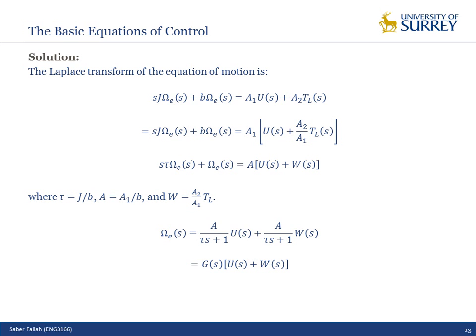So if I define A over (tau s plus 1) equal to G(s), then omega E equals G(s)U(s) plus G(s)W(s). If I have an open loop system, it means I don't have any closed loop feedback or closed loop controller. If I have an open loop system, there is no control action, so U(s) will be 0. If I put U(s) equal to 0, omega E(s) will be G(s) multiplied by W(s).